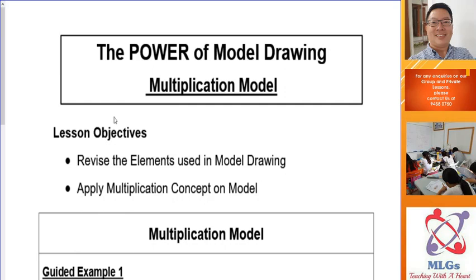Okay, welcome back to the power of model drawing once again. Today we are going to look at how to draw the multiplication model.